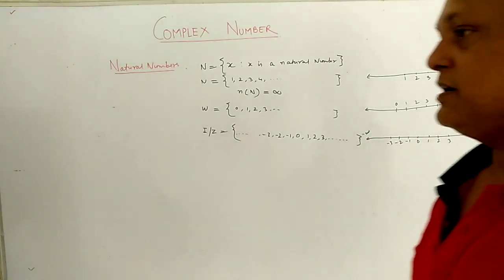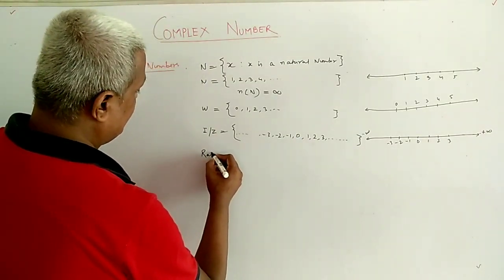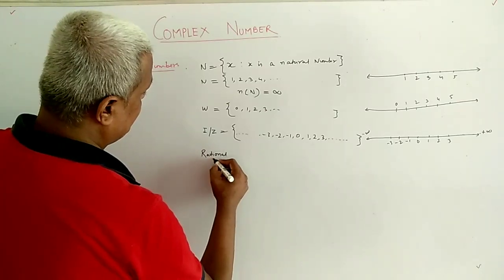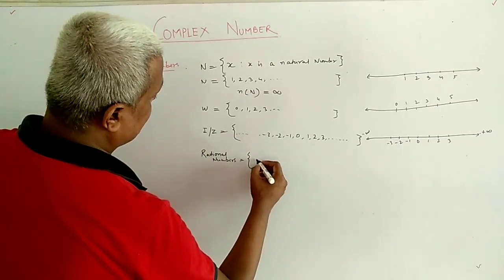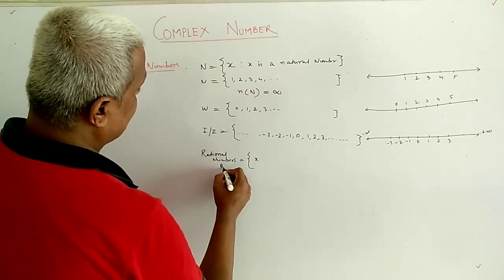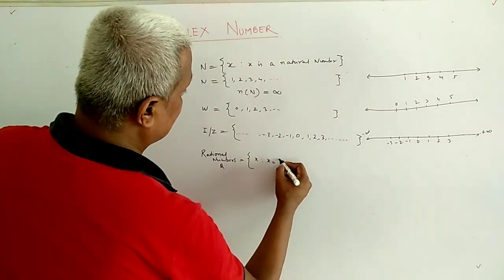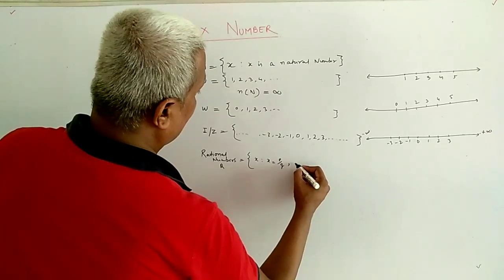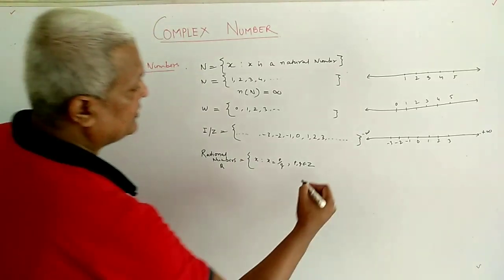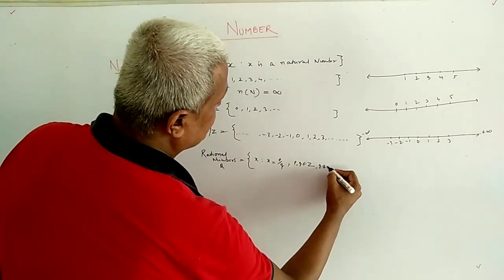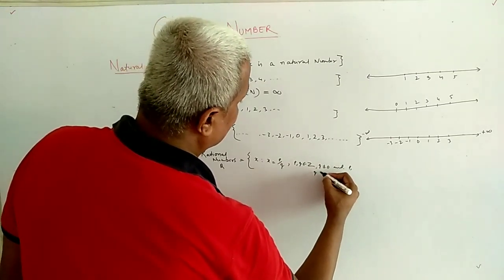Then the next numbers we come across are called rational numbers. Rational numbers are represented by the letter Q. They are the numbers x such that x equals p over q, where p and q are integers, q not equal to 0, and p, q are co-primes.